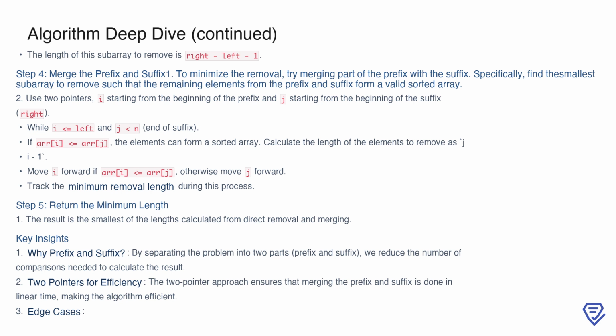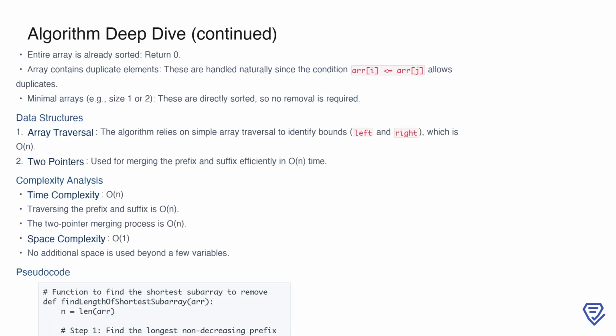While i is within the prefix and j is within the suffix, we check if arr[i] <= arr[j]. If this condition is true, it means the elements can form a sorted sequence, and we calculate the removal length as j - i - 1. Depending on the values, either i is incremented to extend the prefix, or j is incremented to extend the suffix. During this process, we track the minimum removal length to ensure an optimal result. Once we calculate the length for all merging options, the final result is the smallest value between the direct removal length and the merging length.